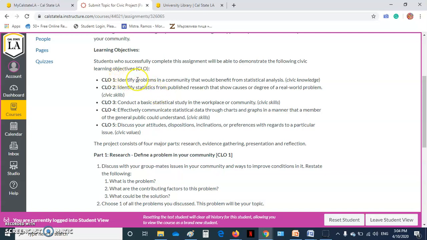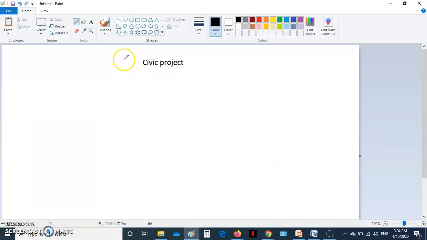First, you need to identify a problem. It's in the community of Cal State LA. So make sure it's a problem that is not too big, something that you can find a solution for, because that's the ultimate goal of the project. So basically, our ultimate goal is to find a solution.